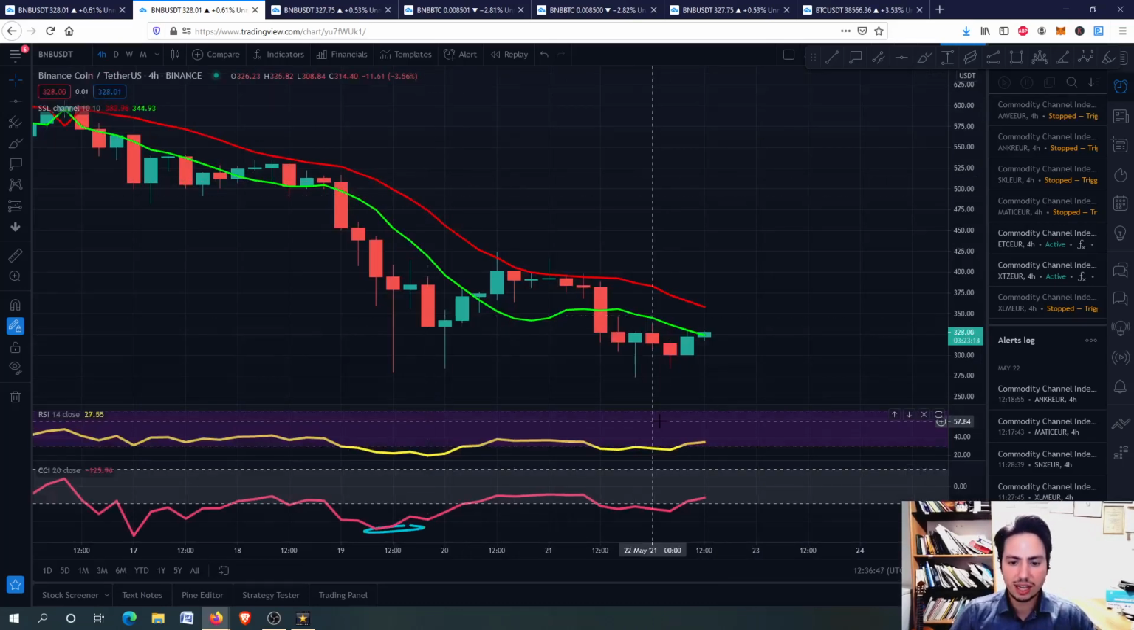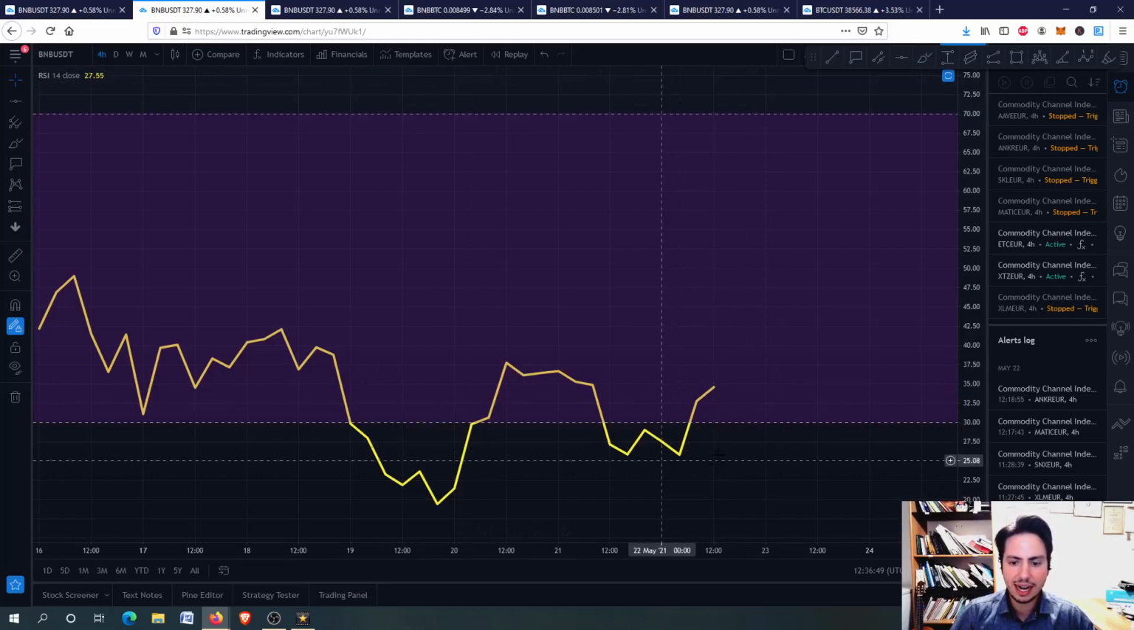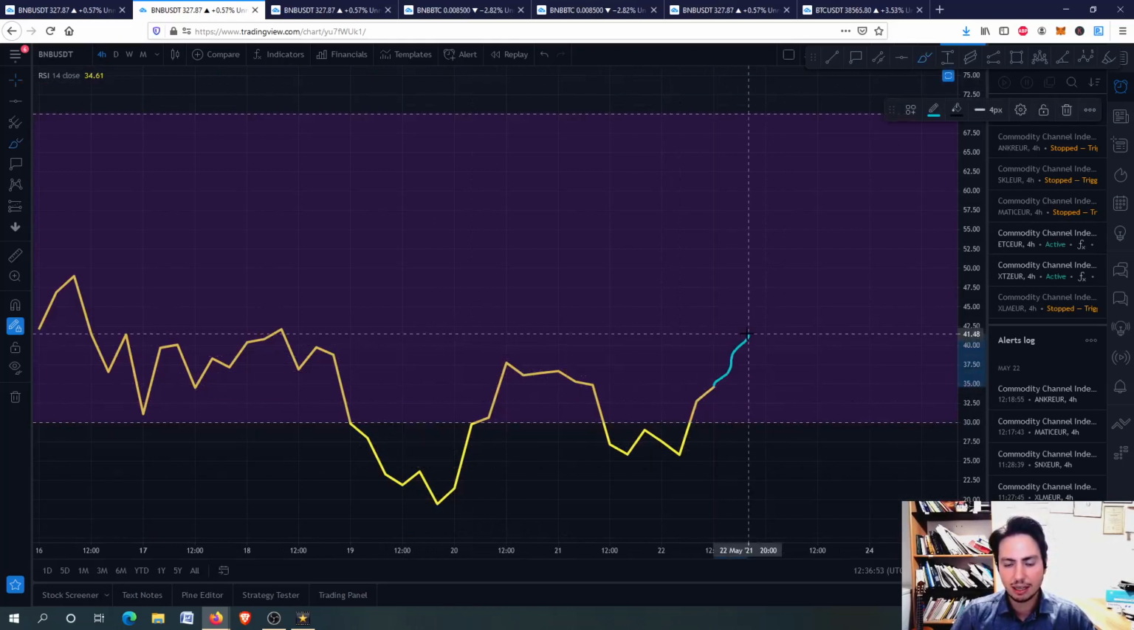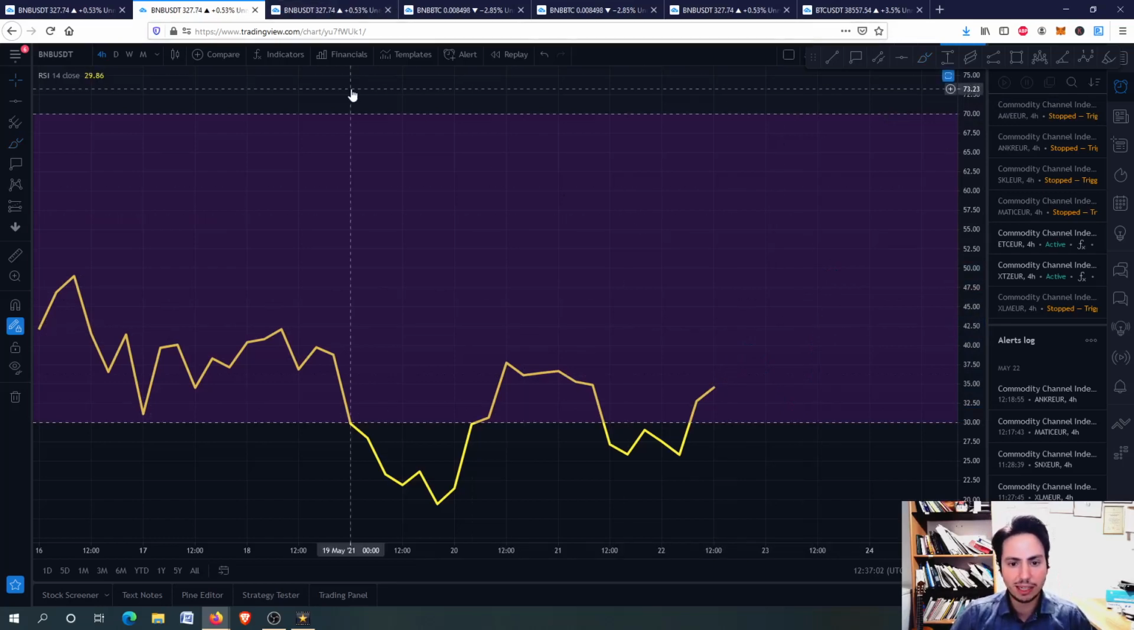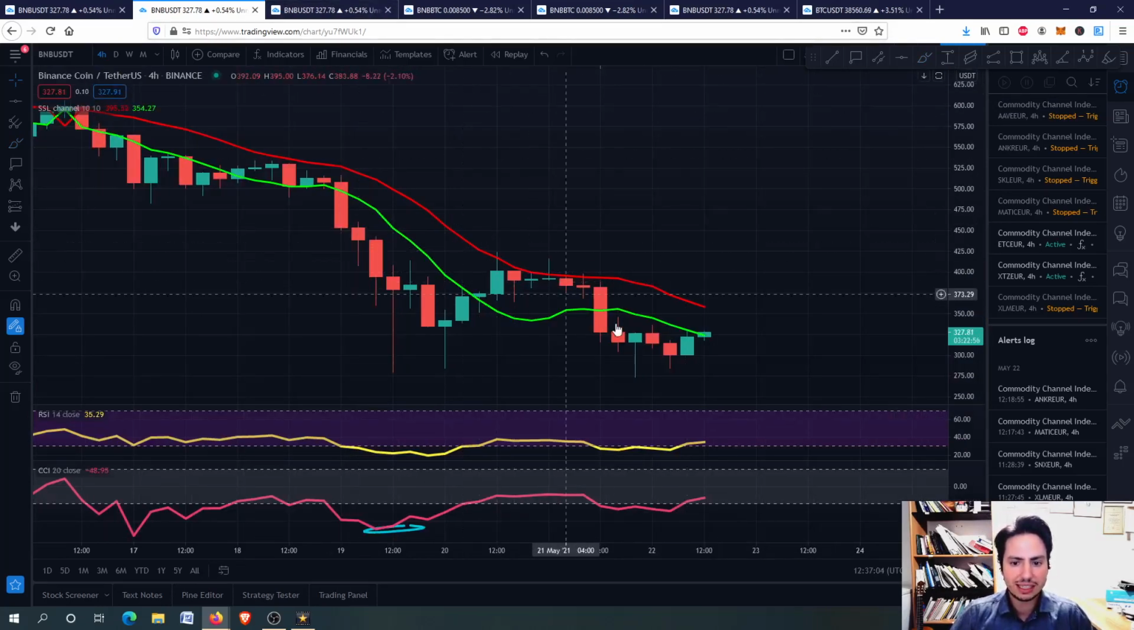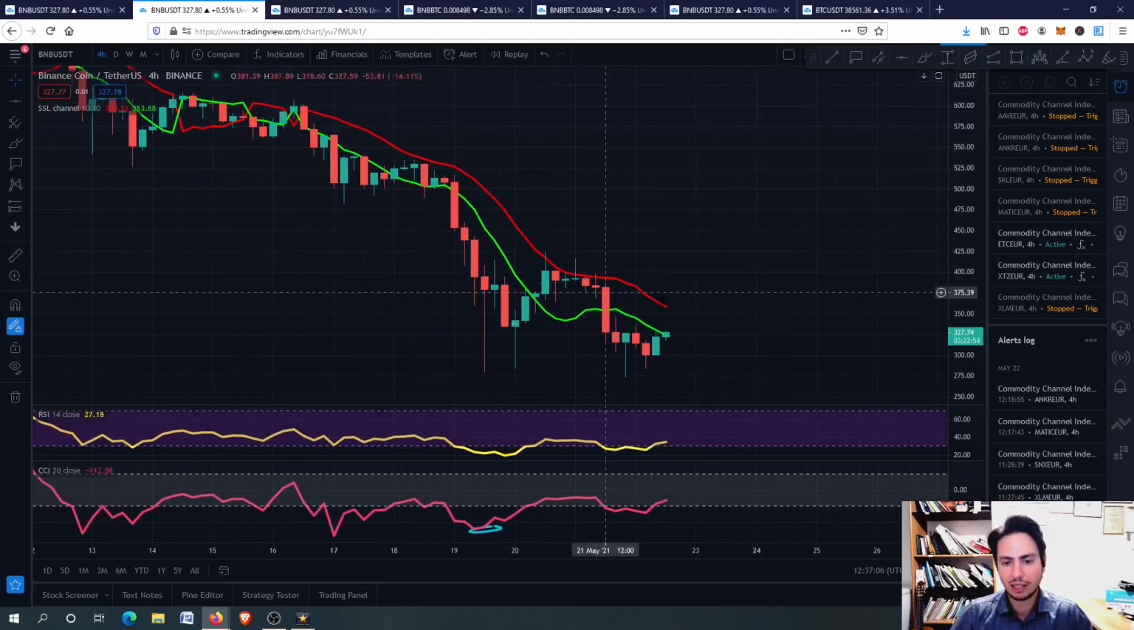So let's go to the RSI. Same here, guys, we are making higher lows. What we want to see is eventually some higher-low pattern where we can stand at 30 or a little bit above, and then we can go upwards as well. This might happen if we see a swing high for Bitcoin. I will explain later. According to the SSL channel, we still don't have a buying opportunity. The red line is above the green line as well.